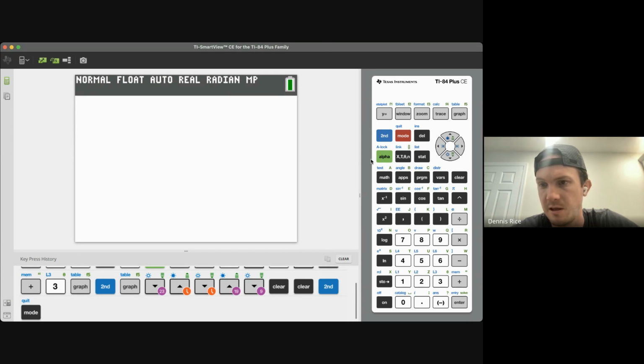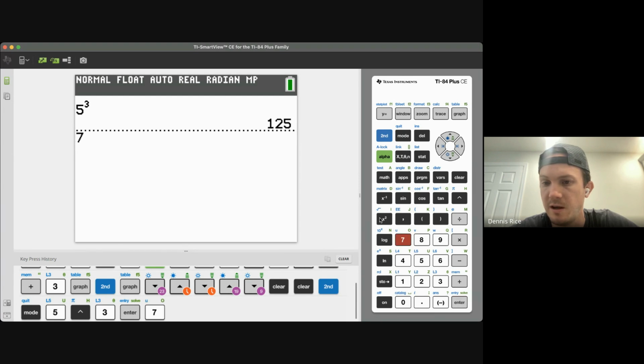Some other quick things on the calculator. What else could we cover? The exponent button, which I think you're used to. I call this a caret, above the division sign. So for exponents, we also have a squared button over there above log.